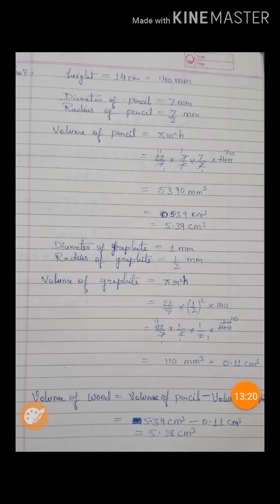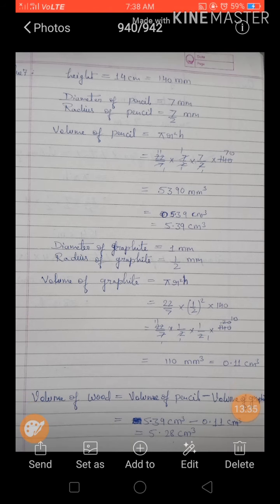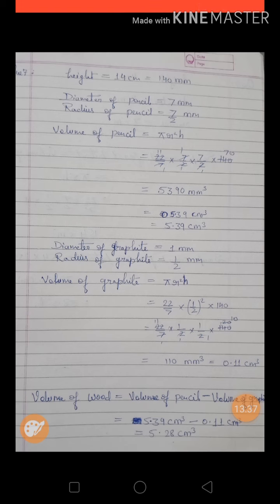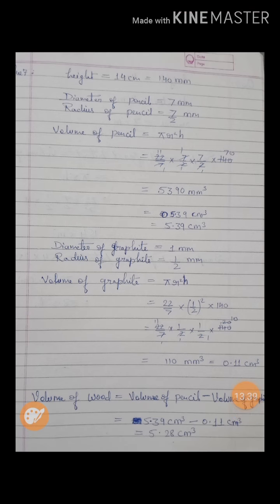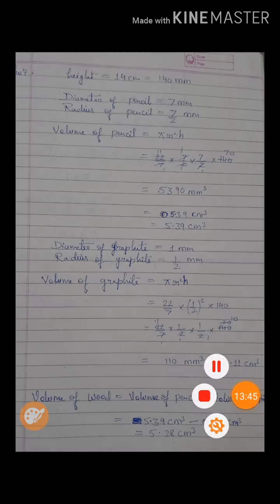Now read question number 7. A lead pencil consists of a cylinder of wood with a solid cylinder of graphite filled in the interior. The diameter of the pencil is 7 millimeter and the diameter of the graphite is 1 millimeter. If the length of the pencil is 14 centimeter, find the volume of the wood and that of the graphite.